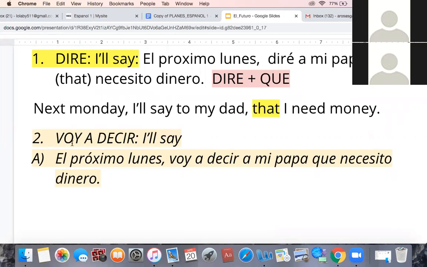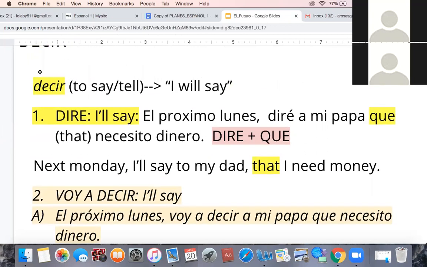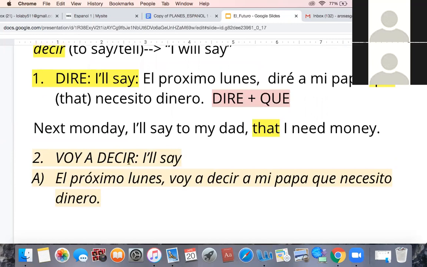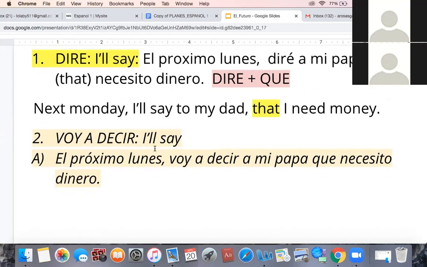Okay, number two is voy a decir. Again, you say voy with the regular verb. You don't have to conjugate it at all. And it's exactly the same thing. So diré, I'll say, voy a decir, I'll say the same thing.